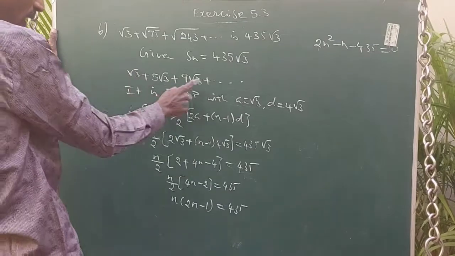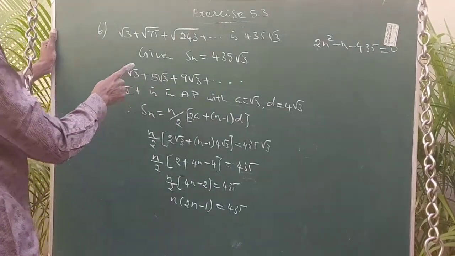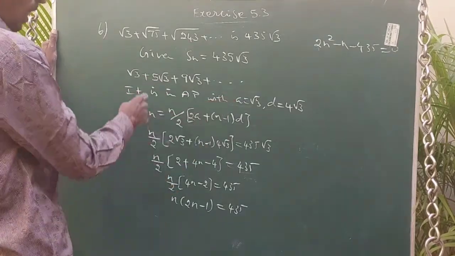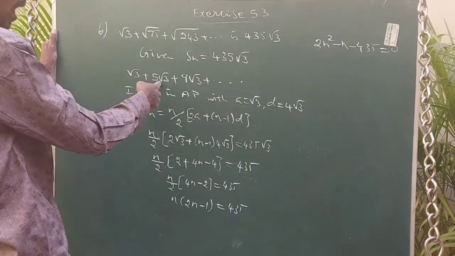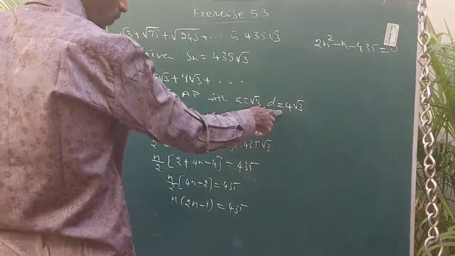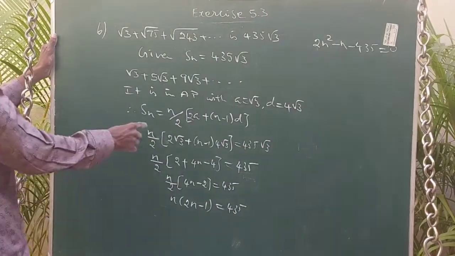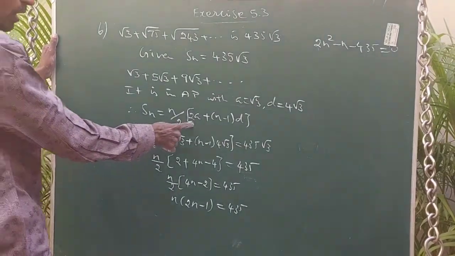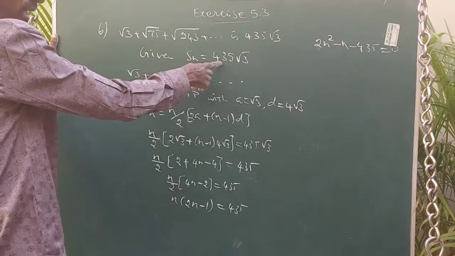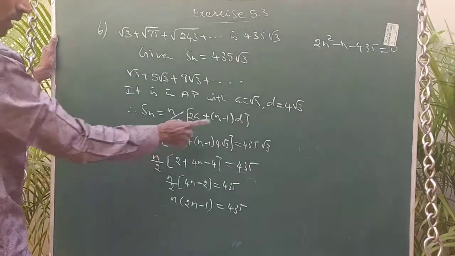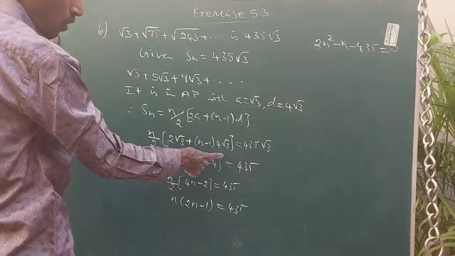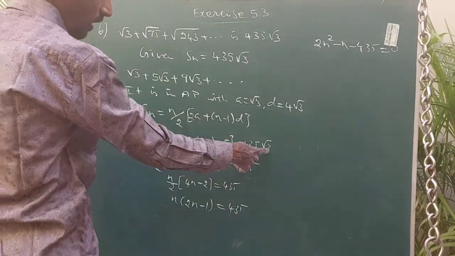So now look at this series. It is in AP with first term a equal to root 3 and common difference d equal to 4 root 3. If we add 4 root 3, we get 5 root 3. Again add 4 root 3, 9 root 3. So the common difference d equals 4 root 3. We have the sum of n terms of an AP as n by 2 into 2a plus n minus 1 into d. It is given as 435 root 3. So n by 2 into, put a equal to root 3, 2 root 3 plus n minus 1 into 4 root 3 equal to 435 into root 3.